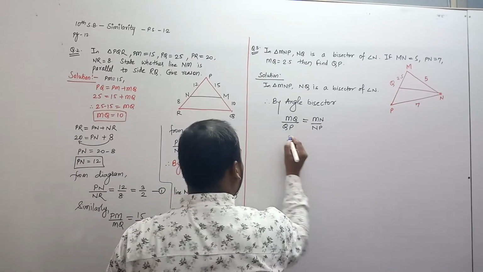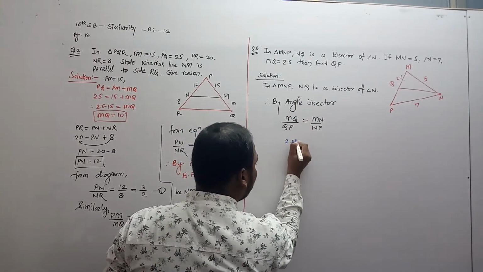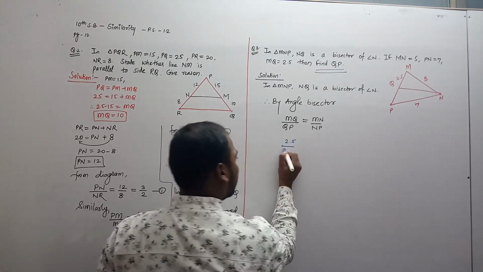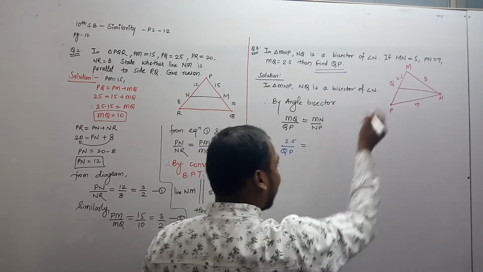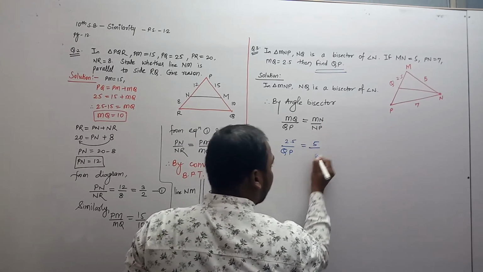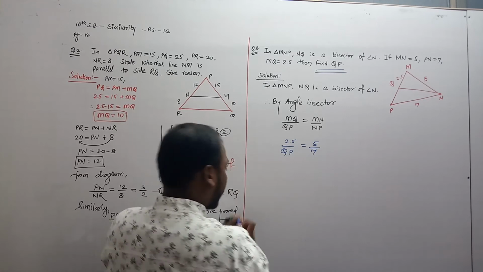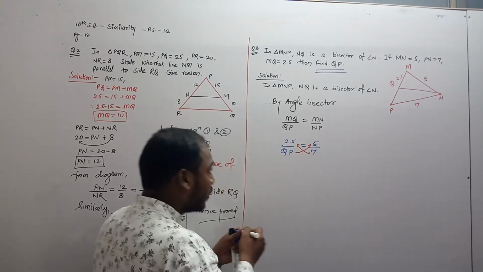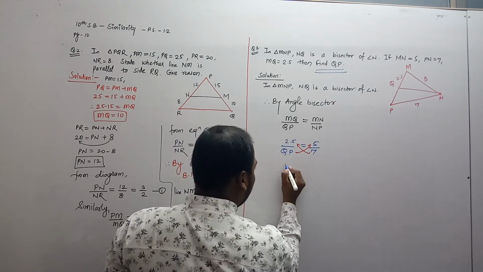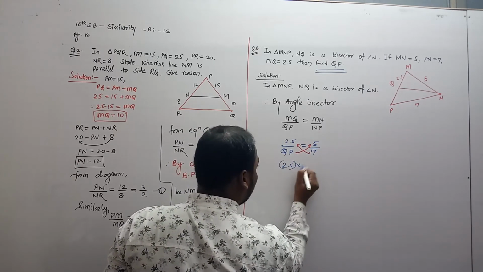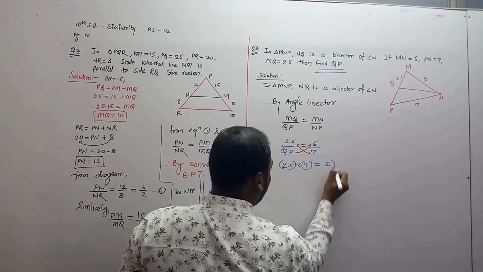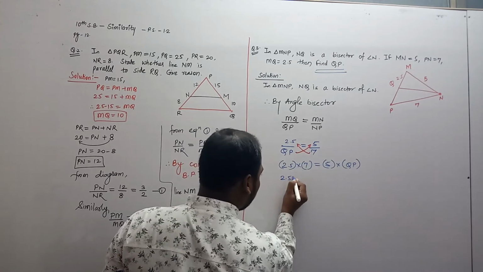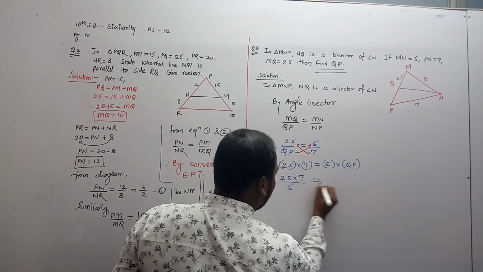Okay, if we go further, in the question they have given MQ equal to 2.5, so in place of MQ we write 2.5. We need the value of QP, so QP stays as it is. We have the MN value, which is 5, and the NP value, which is 7. If we do cross multiplication, this term goes to that side and this one to this side, so this can be written as 2.5 into 7 equals 5 into QP. Then 2.5 into 7 divided by 5 equals QP.